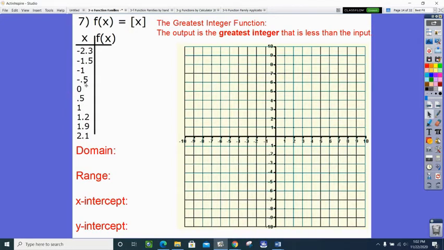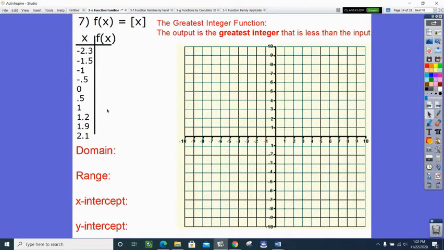And negative 0.5, now this is where it gets tricky. Actually, the smaller integer, because the negatives go in the opposite direction, would be negative 1. Negative 1 would be itself, negative 1. Negative 1.5 is going to go down to negative 2. And negative 2.3 would go down to negative 3.